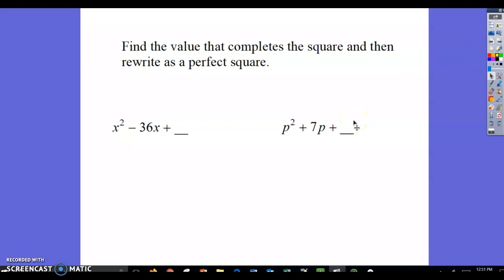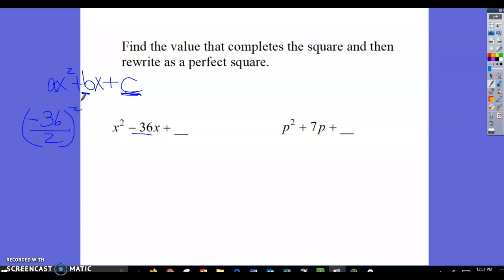Find the value that completes the square, then rewrite it as a perfect square. What we're trying to do is make this a perfect square trinomial so that we can rewrite it in factored form. It said to take the b, which is your middle term, so we've got ax squared plus bx plus c. So what we're doing is trying to find c to make this a perfect square trinomial. b is always your middle term. So b in this case is negative 36. We're going to take negative 36, half it, and then square it.